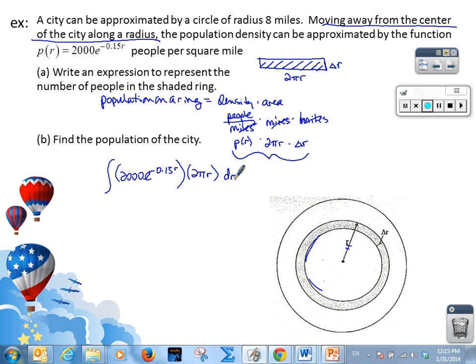The bounds, I have to pay attention to how it's written. It's written on a radius, so I need to do my bounds from 0 to 8. It's not written on a diameter. If it was written on a diameter, we would do negative 8 to 8. But it's written on a radius. That's what this is with respect to, the radius. So we put that in our calculator.